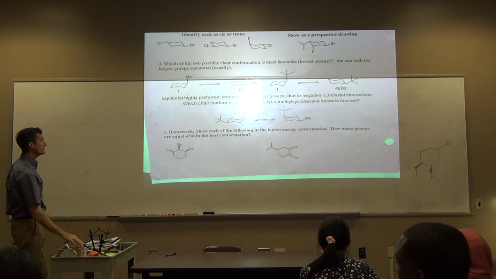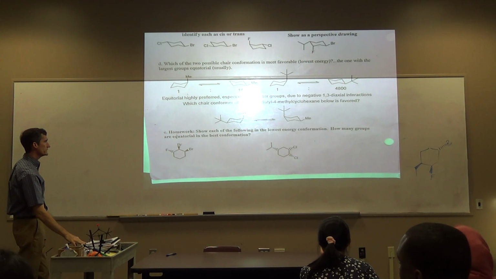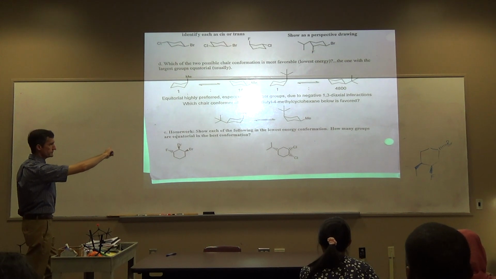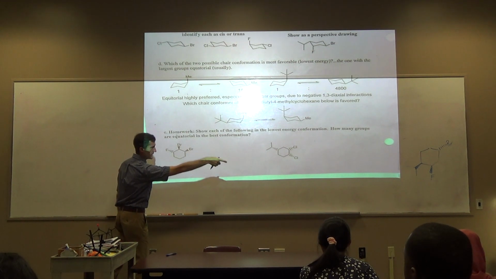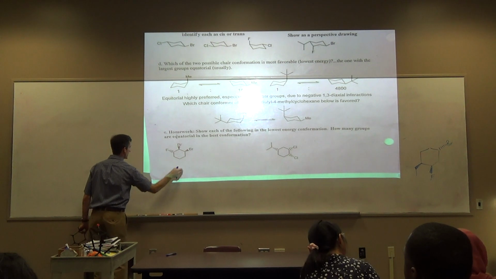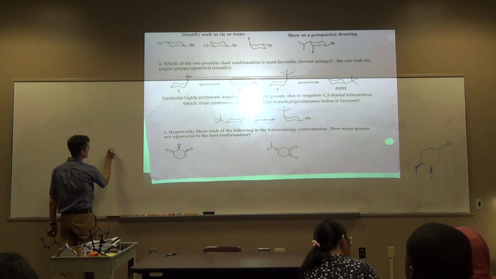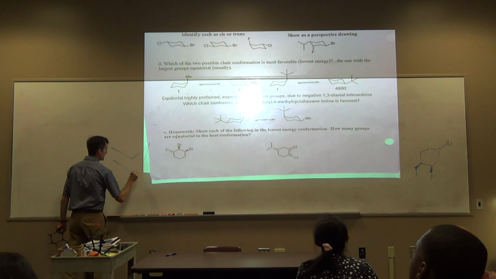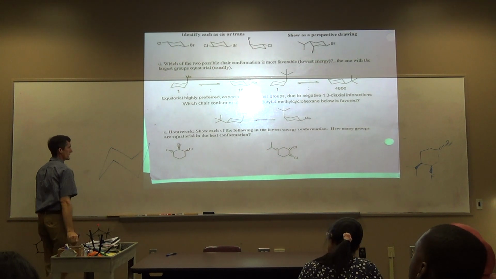Okay. Show the following in lowest energy conformation. How many groups are equatorial in the best conformation? We're going kind of the opposite way. Previously, we went from a chair to perspective. Now we're starting with perspective. We're going to go to chair. Okay, chair. Two offset horizontal lines. Connect with a point. Connect with a point.